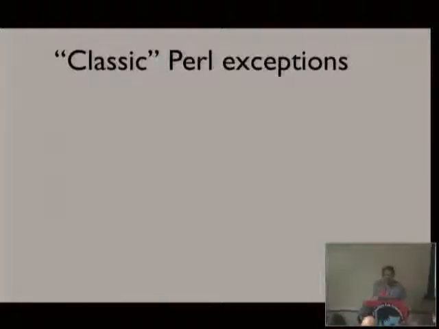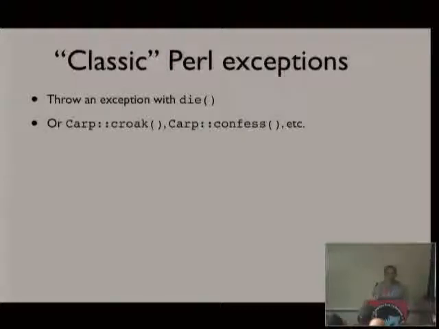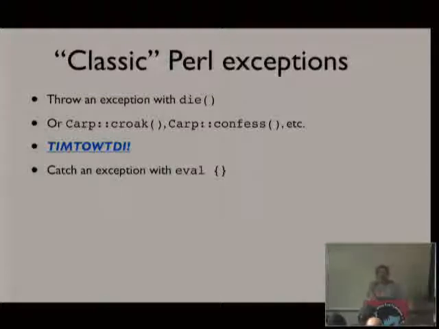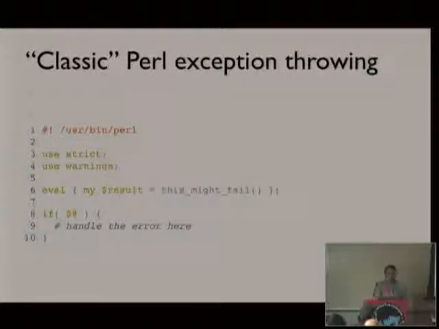So a little background, right? Classic Perl exception handling. You throw an exception with die, or carp, croak, or confess, or whatever. There's more than one way to do it. It's Perl. And you catch exceptions with eval. And then you handle the exception that you just caught by looking at $@. So this is what this looks like in code.